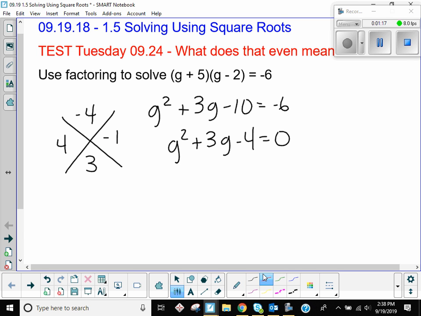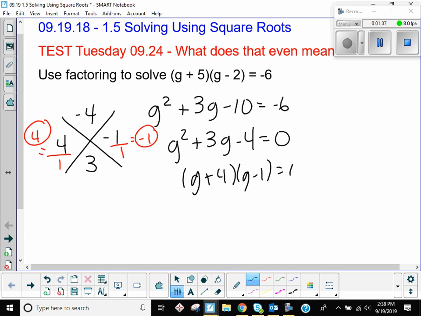You divide by the A value, which is 1. That doesn't happen to change anything. I will always do that step, though, for consistency. So when A is not 1, we'll still remember to do it. So then that gives me these factors, g plus 4, g minus 1 equals 0. We set that one equal to 0, we set that one equal to 0 and solve it. It's basically just a shortcut right here. So it's negative 4 and positive 1.